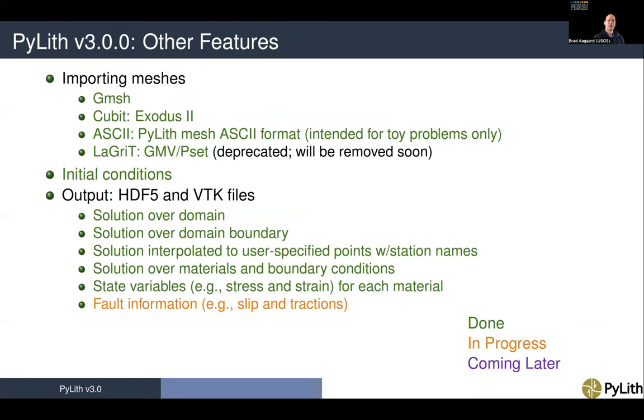We have initial conditions. The output is available as HDF5 and VTK files. You can output the solution over the domain and output the solution over an external boundary of the domain, output the solution interpolated to user-specified points such as GPS or seismic stations. You can output the solution over materials and boundary conditions and output the state variables, most commonly stress and strain for each material. The fault information, you can currently output slip. Outputting the fault tractions is in progress.